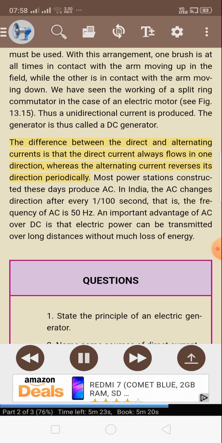The difference between the direct and alternating currents is that the direct current always flows in one direction, whereas the alternating current reverses its direction periodically. Most power stations constructed these days produce AC. In India, the AC changes direction after every 1/100 seconds, that is, the frequency of AC is 50 Hz. An important advantage of AC over DC is that electric power can be transmitted over long distances without much loss of energy. Questions. 1. State the principle of an electric generator.